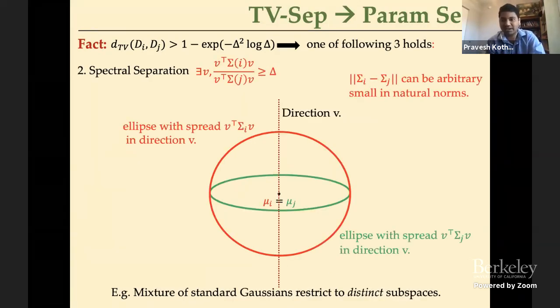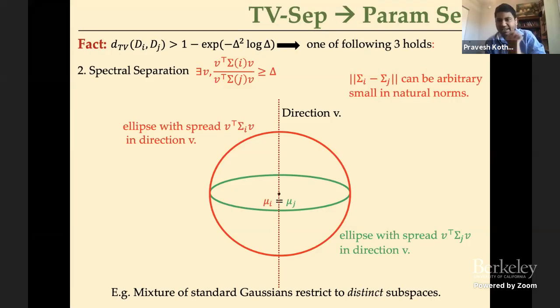And here is one cool notion. I call it the spectral separation. Here is what it means. In our 2D diagram that we've been drawing, imagine that the green and red Gaussians have the exact same means now, okay? So their means are equal, and their variances in the horizontal direction are also equal. But in the vertical direction, the red Gaussian has a multiplicatively higher variance than the green Gaussian, by a factor of delta. It turns out that in that case, the Gaussians are also TV separated.